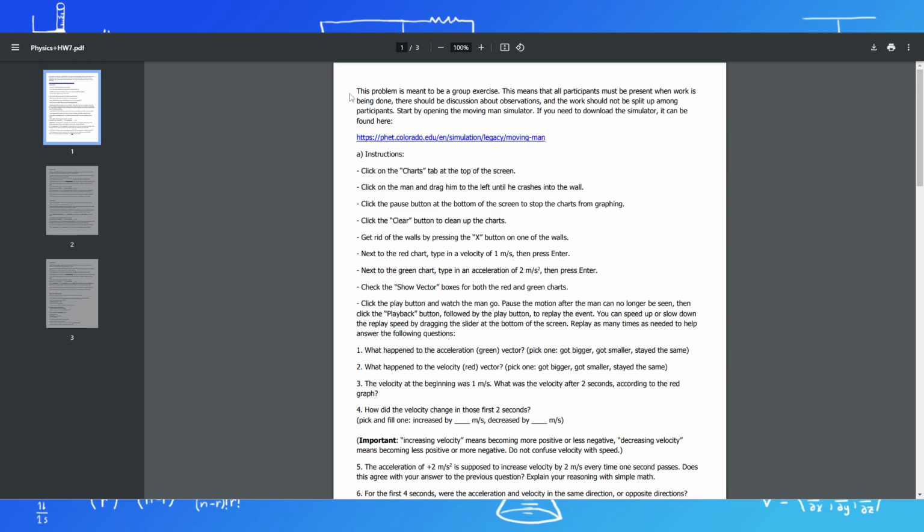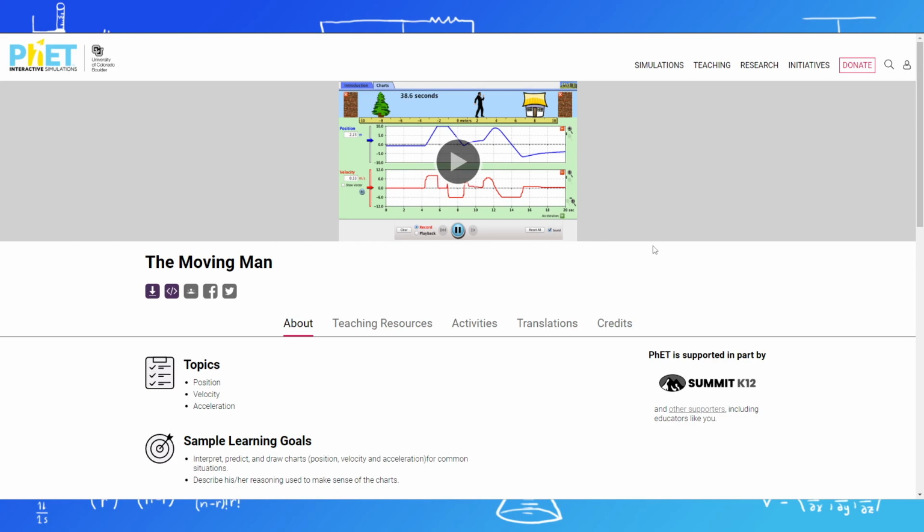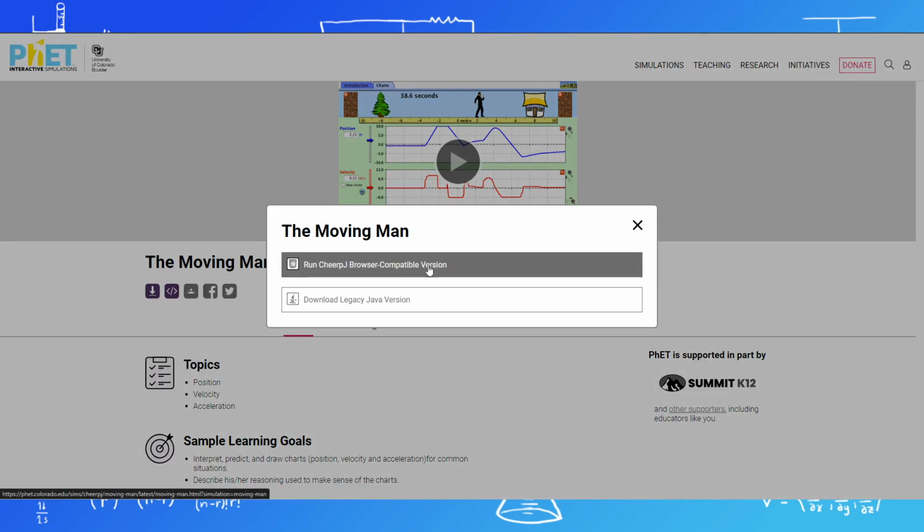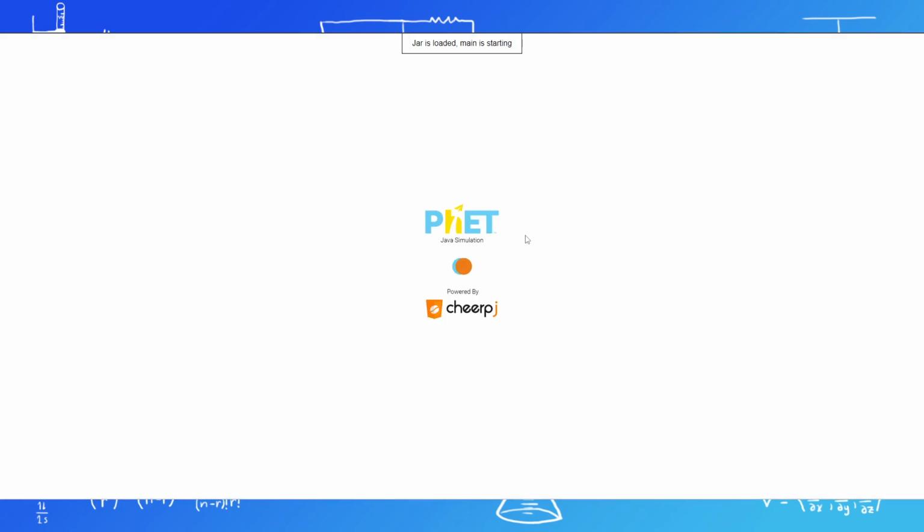So you can ignore the part about the group exercise thing. You can do this just fine on your own. If you open the link to the PhET simulation, you should get this page, the moving man simulation, and you can either download it to your computer or you can just run the browser compatible version. I'm going to run the browser version.